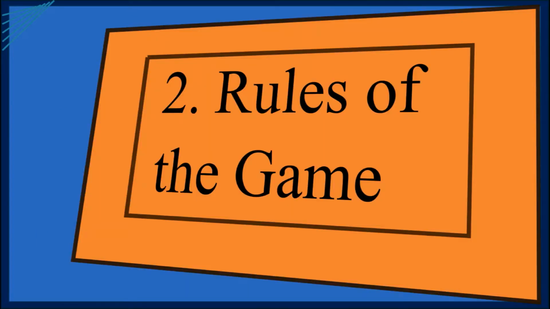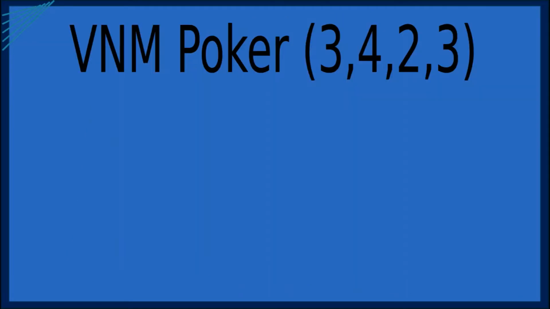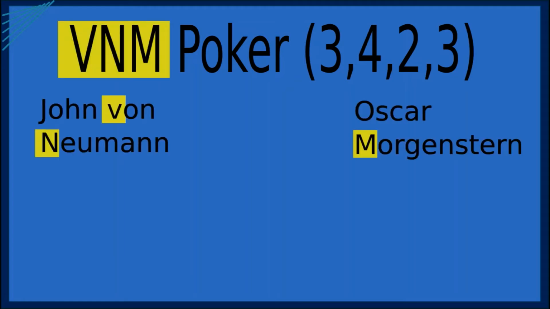Different to real-life games we all play daily, every mathematical game has rules, strict rules. The game we play is called VGM Poker 3-4-2-3. VGM stands for von Neumann and Morgenstern. John von Neumann and Oscar Morgenstern analyzed a similar game in their book on game theory published in 1944, thereby inventing game theory as a mathematical discipline.